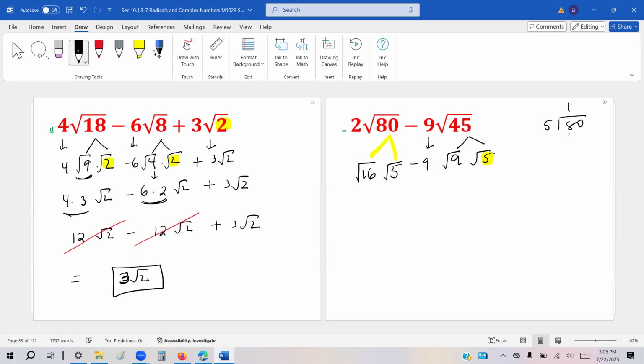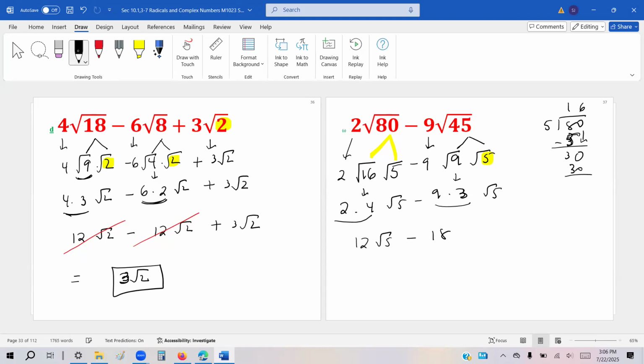5 goes to 8 once. We get 3. After the subtraction, we bring down 0. 5 goes to 30, 6 times. And bring down our 2. So we have 2. This gives us 4. We have 9. This gives us 3. Multiplication comes first. So this is 12 square root of 5 minus 18 square root of 5. What's the answer? Negative 6 square root of 5.